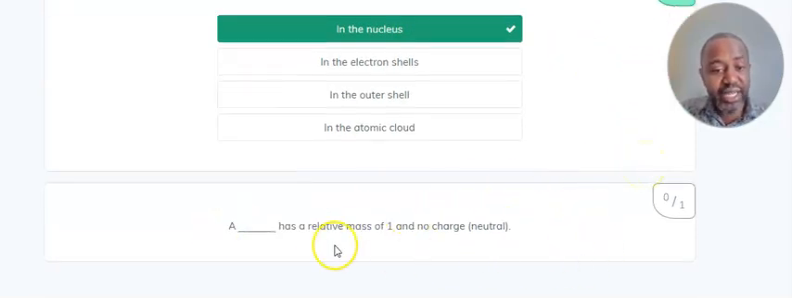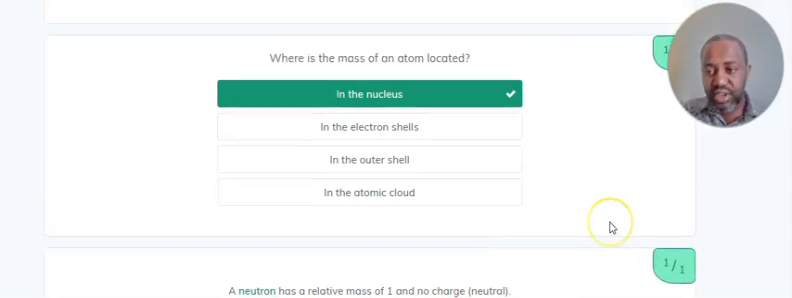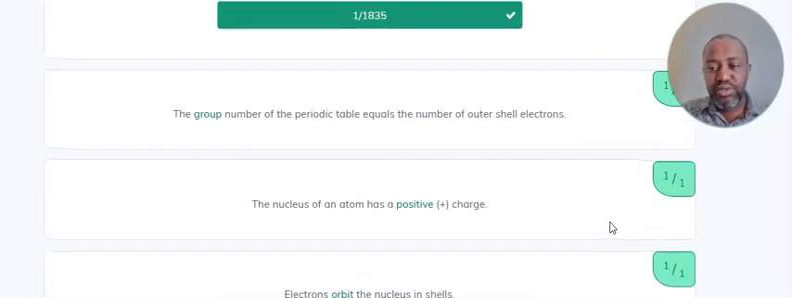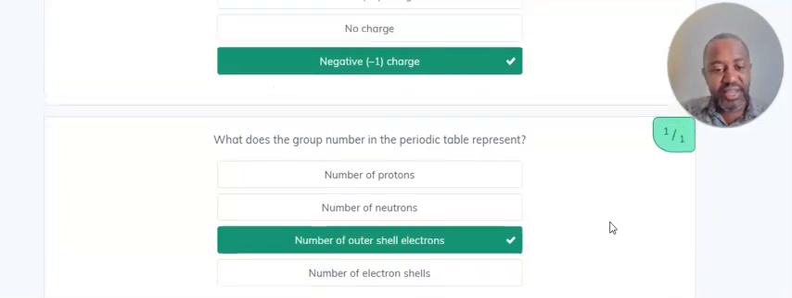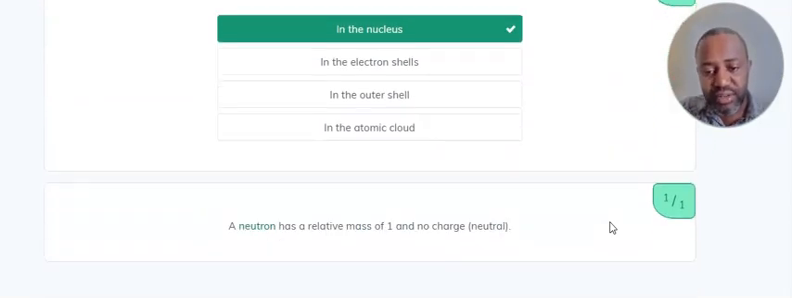Then lastly, a dash has a relative mass of 1 and no charge. So it is neutron. So I'll go here with a neutron. That is how you spell neutron. Correct. So we've been able to do a very good revision of the atomic structure, the properties of the subatomic particles, the mass of the subatomic particles, and some tricky questions.